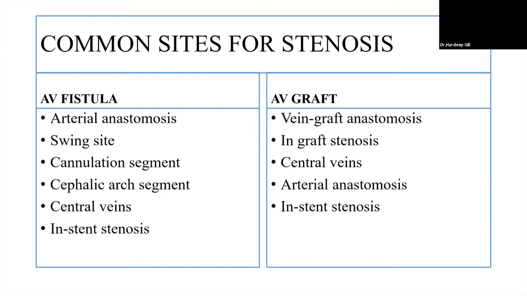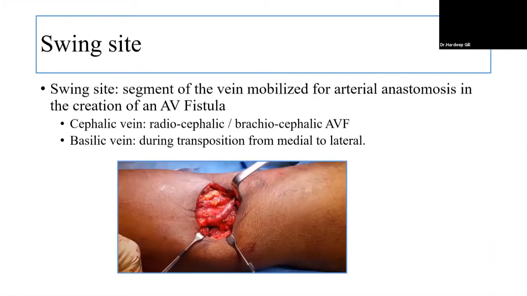In an AV graft, the commonest site of stenosis is at the vein graft anastomosis. You can get stenosis within the graft, the body of the graft itself, especially at the needle cannulation sites, when fibrous tissue grows through the needle holes into the graft. You can get stenosis of the central veins, stenosis at the arterial anastomosis, or if a stent has been placed previously, in-stent stenosis is also possible.